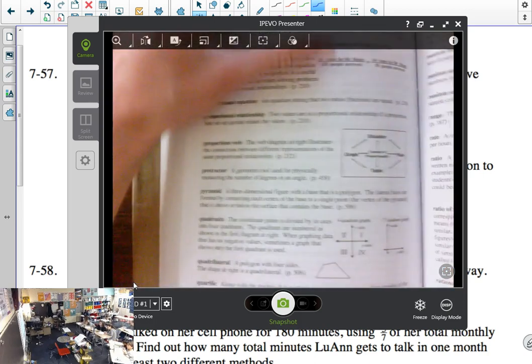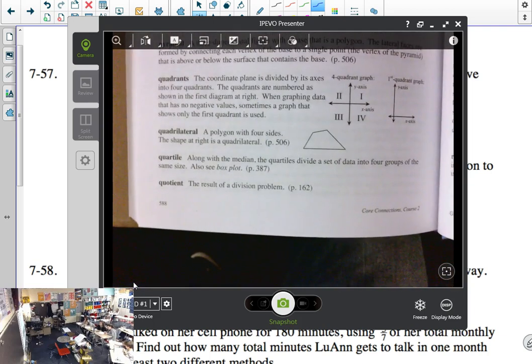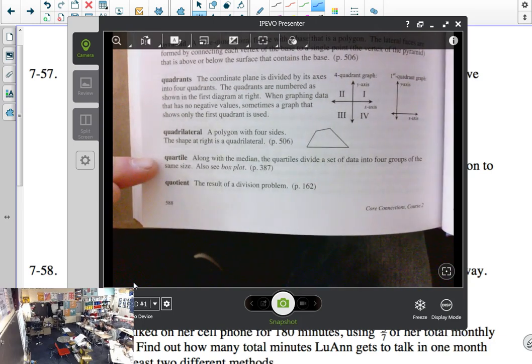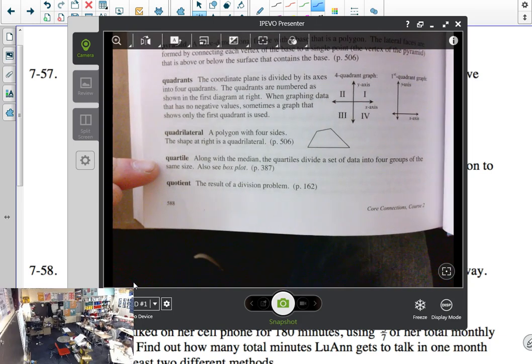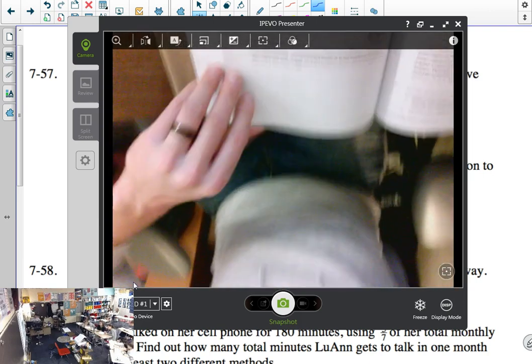Look, back of the book, this amazing thing where we can look things up. Quartile. Along with the median, quartiles divide a set of data in 4 groups of the same size. Also see box plot. So then it redirects me to page 387. So I go to page 387.